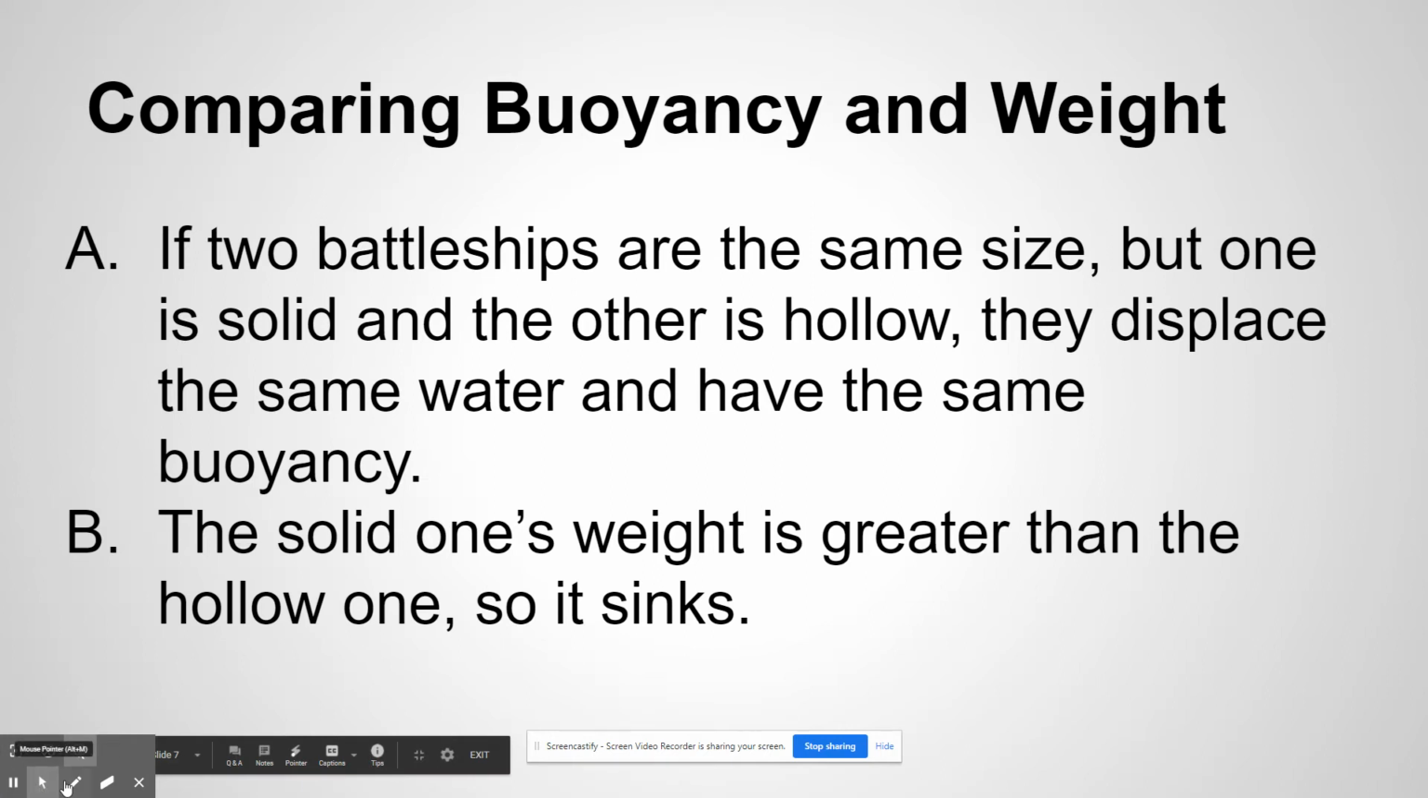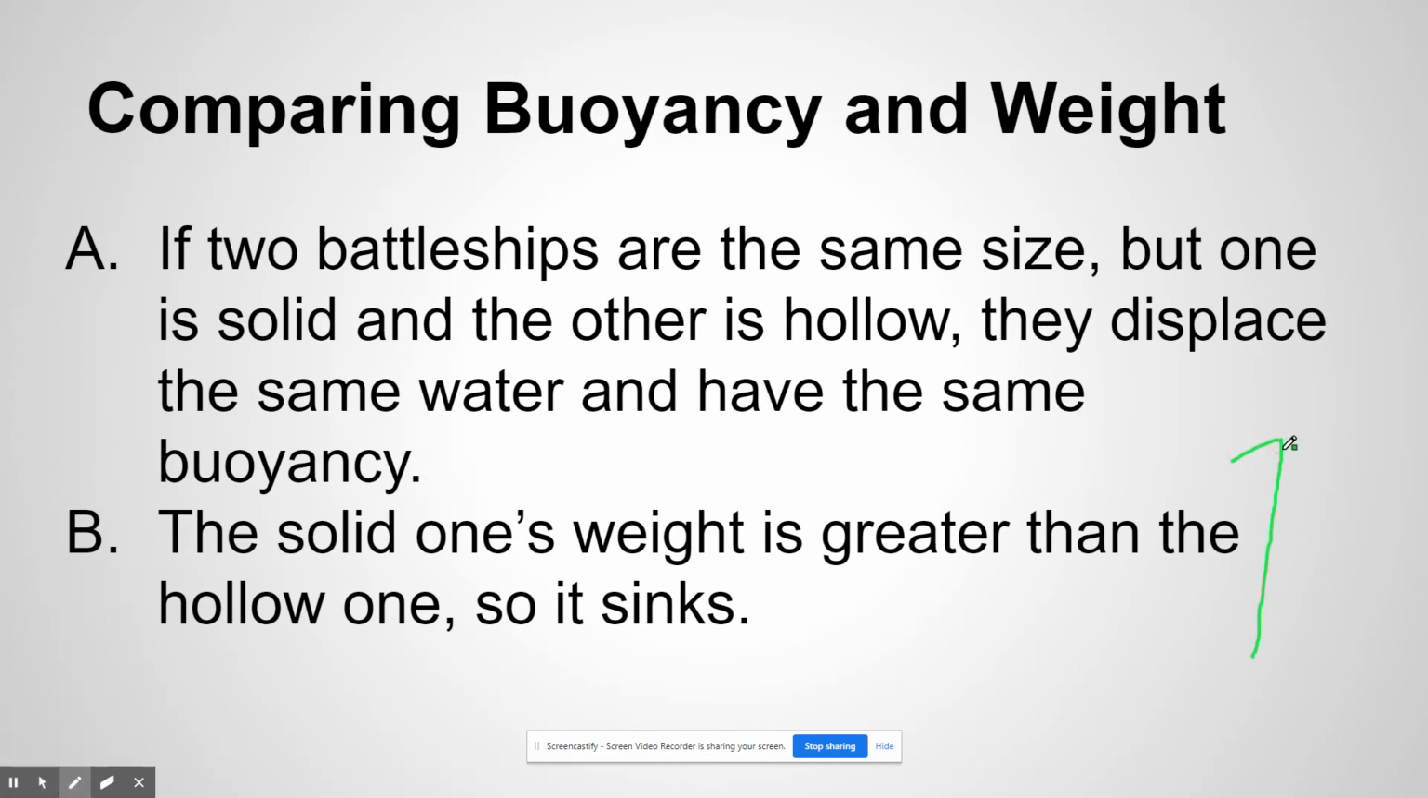Let's get a little drawing here. So right here is buoyancy, and right here, the blue one, will be weight. So when those things equal each other, it will float. But if the battleship is made of solid steel, it's going to have a lot more weight, because solid steel weighs more than air. So if it has the same buoyancy, it displaces the same amount of water, unless water goes inside the ship, but it has a lot more weight, so it's going to sink. So it's about the combination between the upwards force of buoyancy and the downwards force of weight.